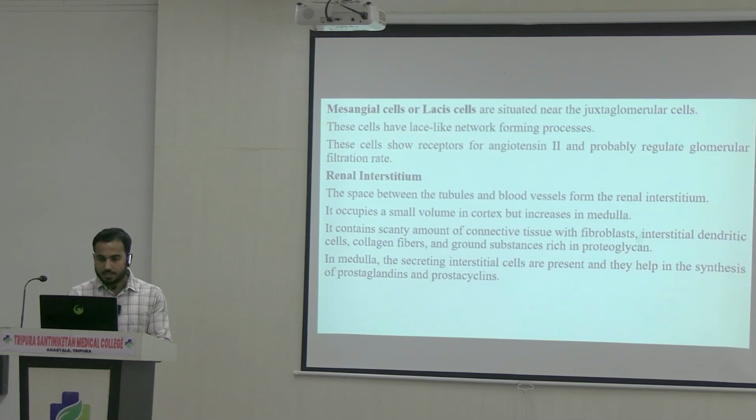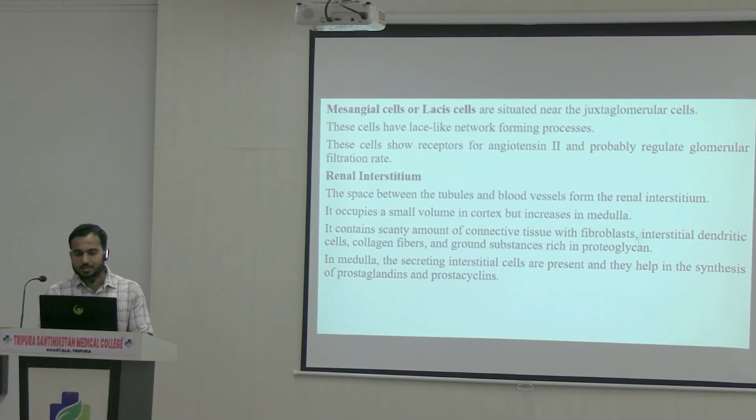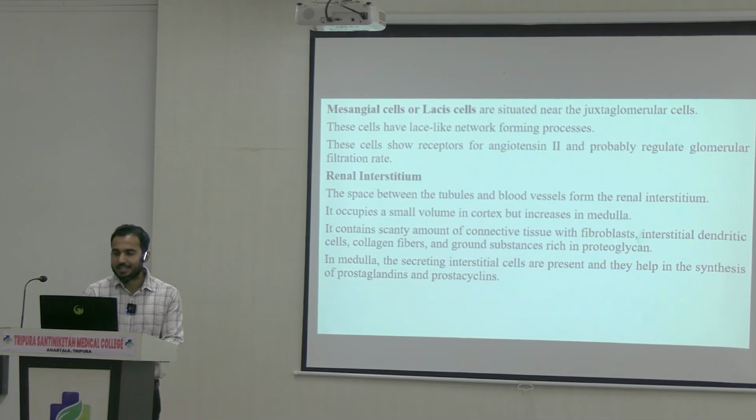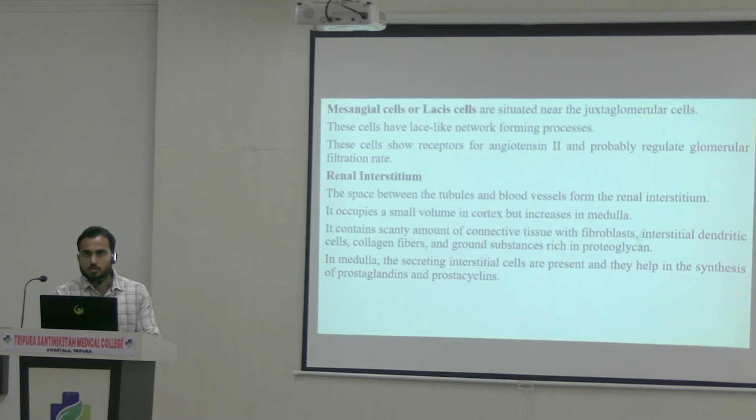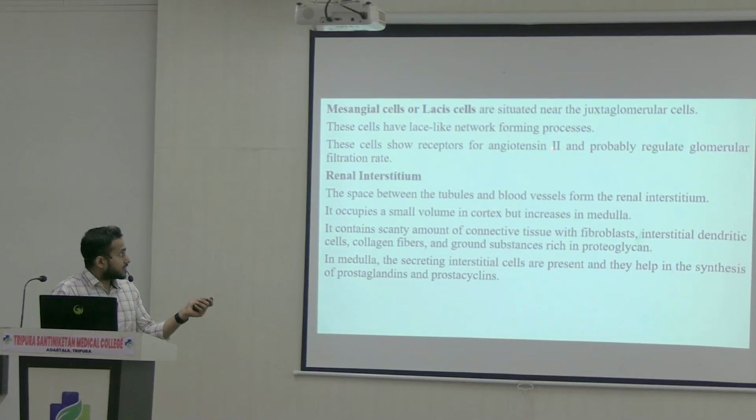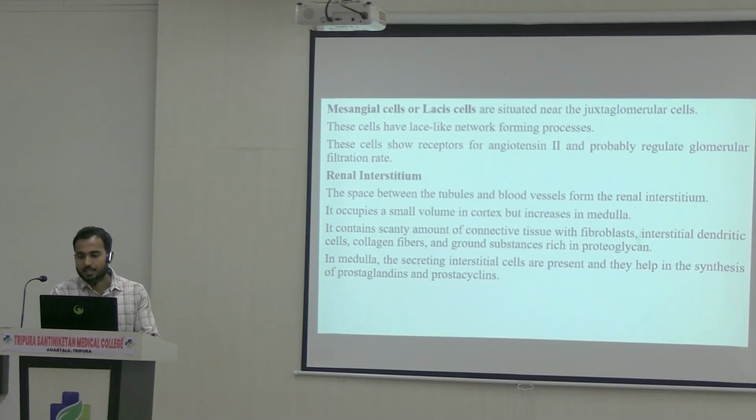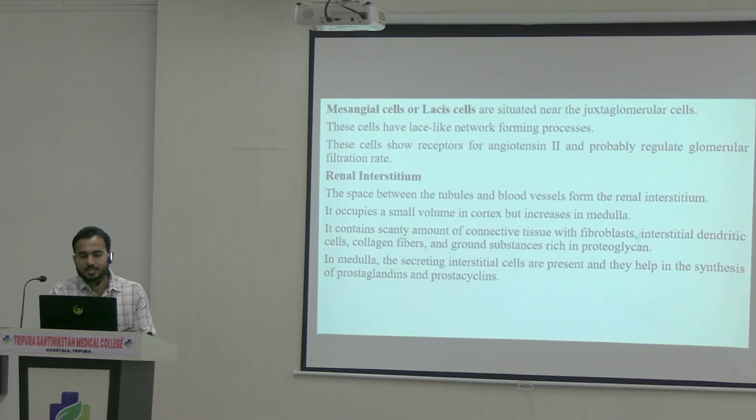Lastly, the mesangial cells are also called lacis cells. These have a lace-like structure, and they have angiotensin II receptors. They probably regulate the glomerular filtration rate. The exact function of the mesangial cells or the lacis cells is still unknown. So that is all about the juxtaglomerular apparatus.